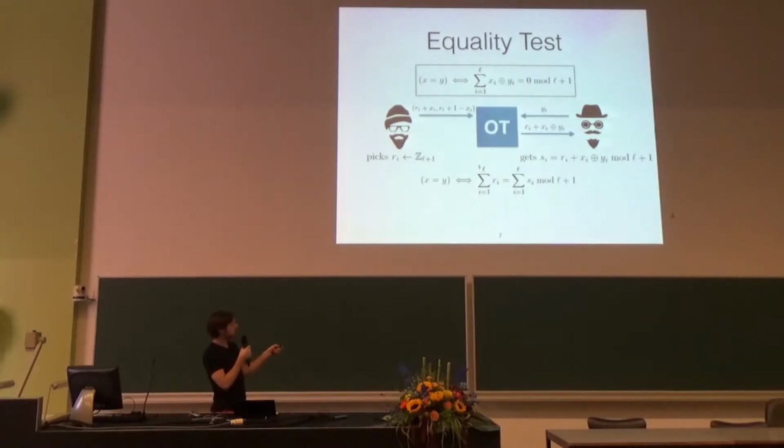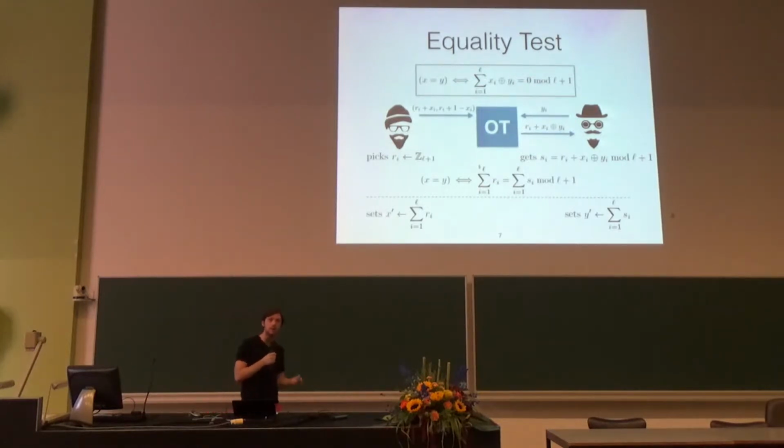If they sum these values locally, we can see that the sum of all the Ri is equal to the sum of all the Si if and only if the two strings are equal. Importantly, all this computation can be done mod L plus 1, because we know that the Hamming weight of a string of length L is at most L, so no modular reduction occurs if we do everything mod L plus 1. So simply by locally computing this sum, our two parties obtain inputs X prime and Y prime, which are equal if and only if the initial inputs are equal, but whose size is exponentially smaller than the size of the initial inputs.